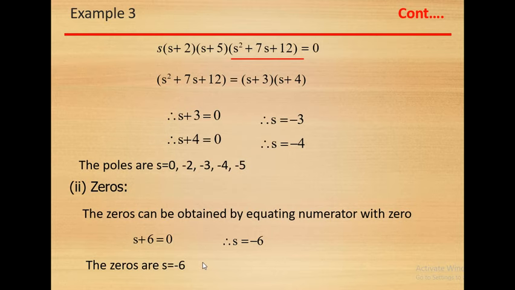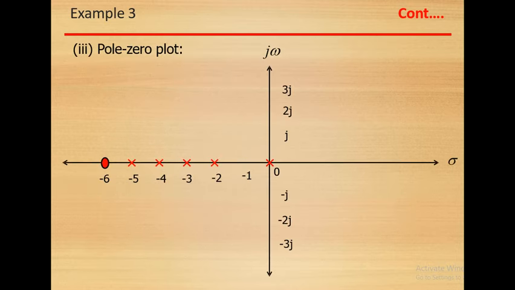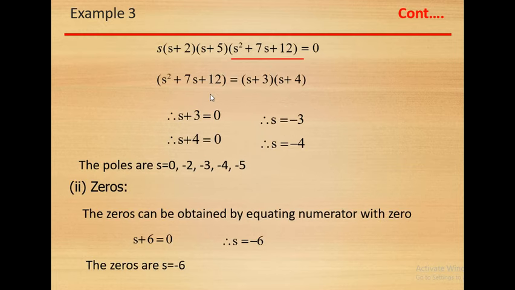Okay, so let us see the pole-zero plot, that is the third part. As discussed earlier, this is the real axis, the x-axis, sigma values, real values. This is the y-axis, the imaginary value axis, or j omega. Based upon our calculation, let us see the poles first. The first pole is at 0, second at minus 2, third at minus 3, fourth at minus 4, and fifth at minus 5.